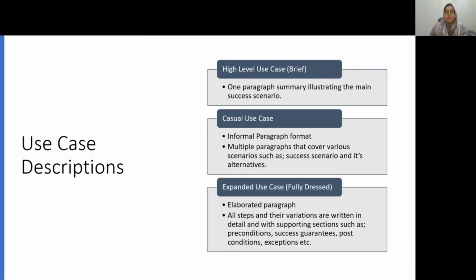The third one is expanded use cases, or fully dressed use cases. They contain elaborated paragraphs which contain all the steps and their variations written in complete detail with all the supporting sections such as the preconditions of a use case, the postconditions, the guarantees, the exceptions, etc. Let's see how we can actually write a good use case.